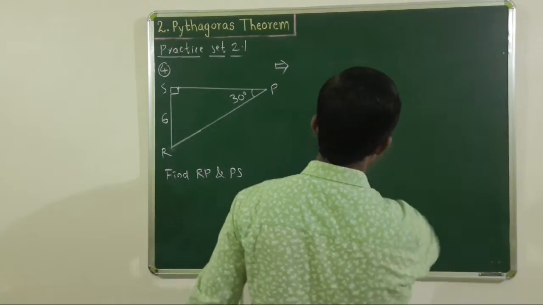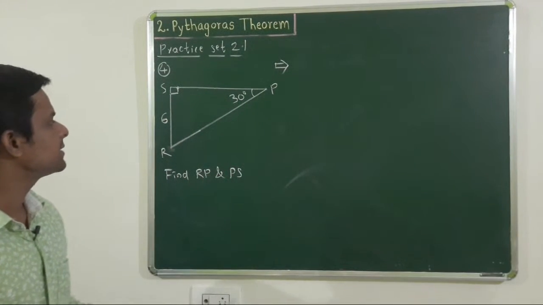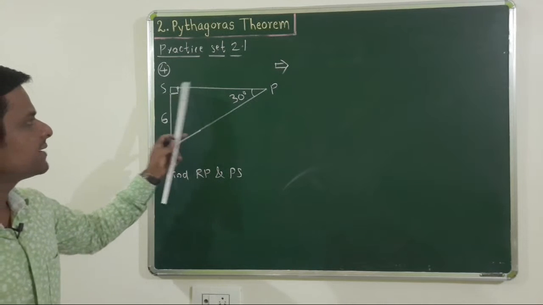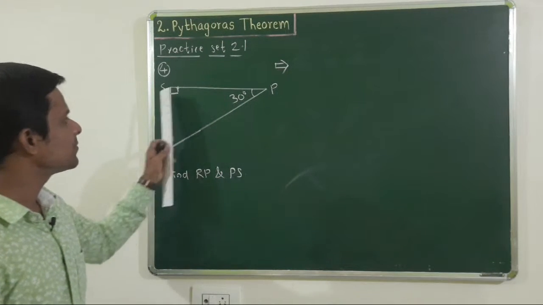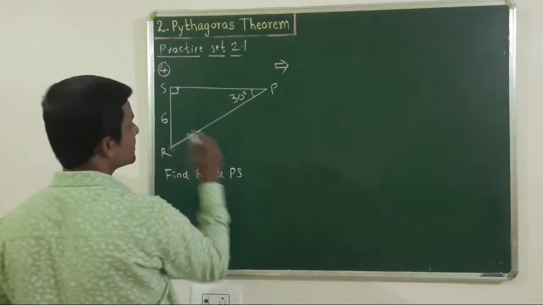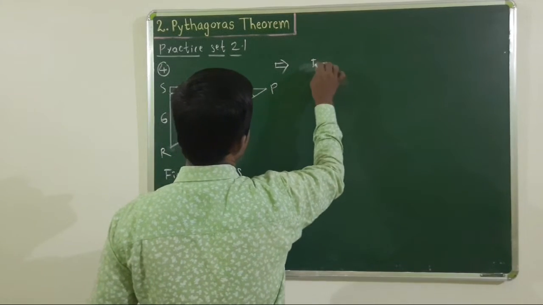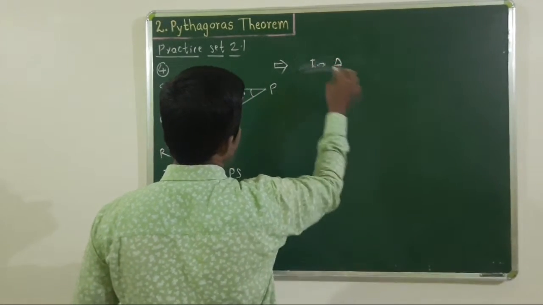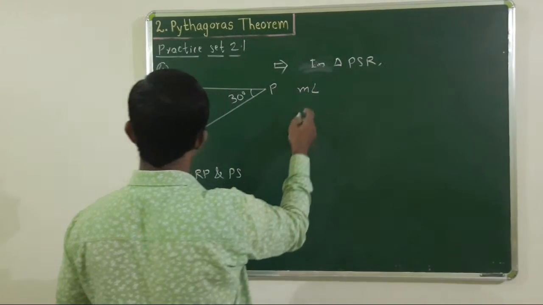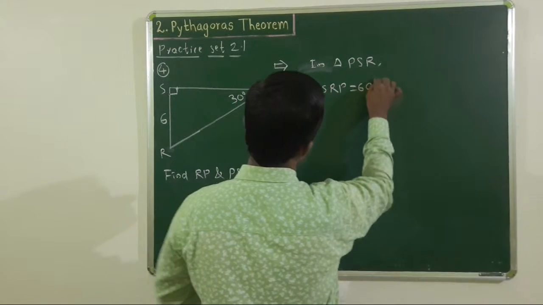Now there is again a right angle triangle, but one more angle is given as 30 degree. Therefore the remaining angle will be 60 degree. This is 90 plus 30, that is 120, 180 minus 120, that is 60 degree. Hence I am going to write this angle first, that is, in triangle PSR, measure of angle SRP is equal to 60 degree.